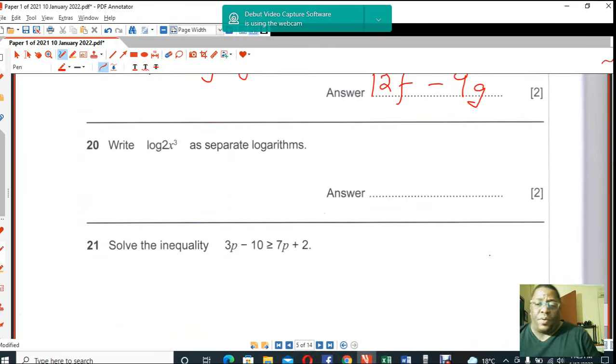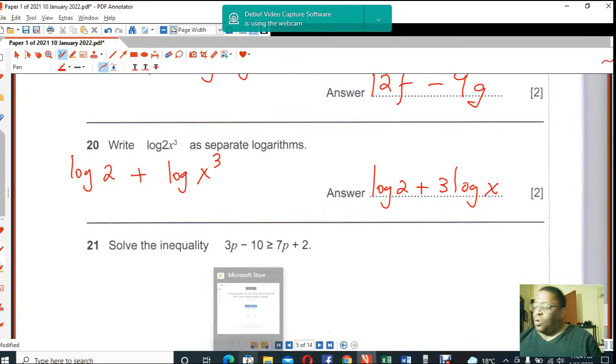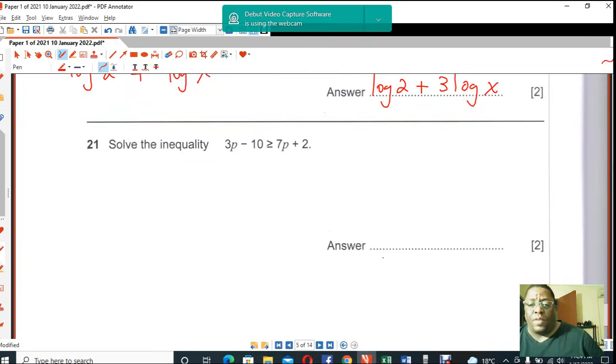Right, write as separate logs. I hope you're familiar with logs. So this is log 2 plus log x cubed. And log 2 plus that 3 then comes in front as a power of the log, and that's all you have to do in that question. Solve the inequality.